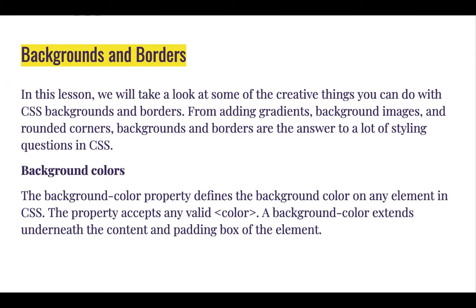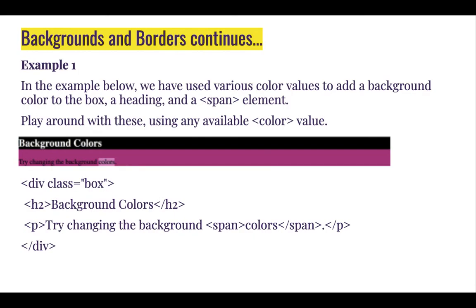The background color property defines the background color of any element in CSS. The property accepts any valid color. A background color extends underneath the content and padding box of the element. In the example below, we have used various color values to add a background color to the box, a heading, and a span element. Play around with these using any available color value.